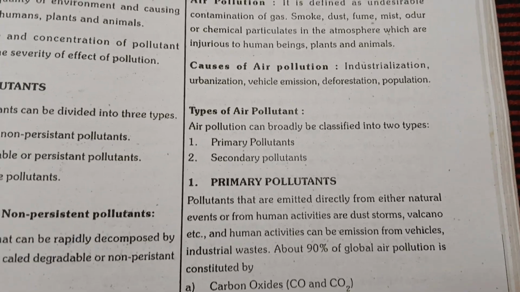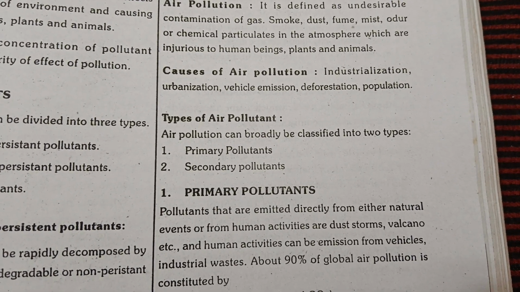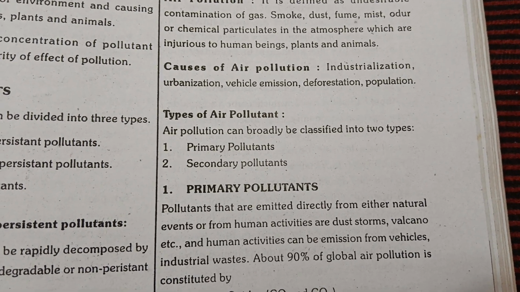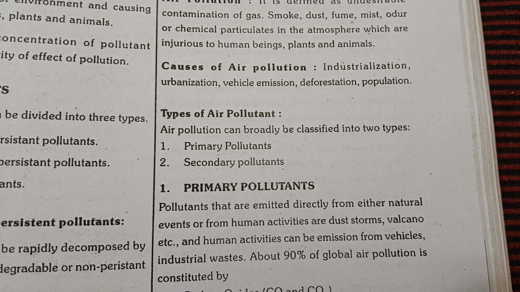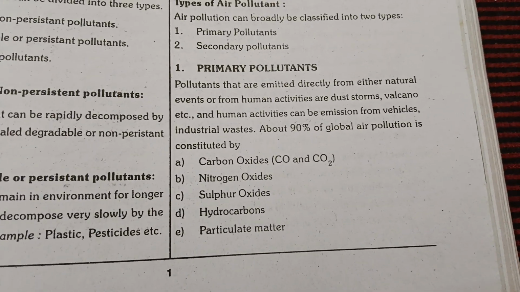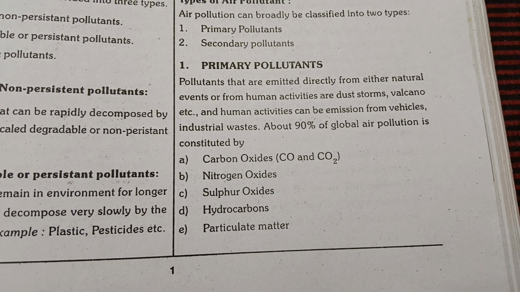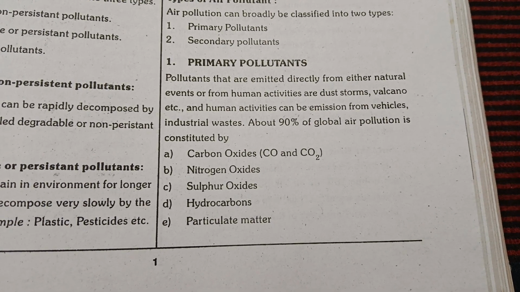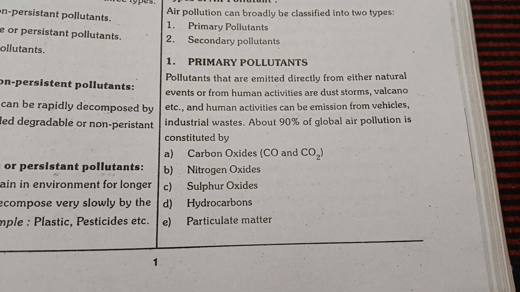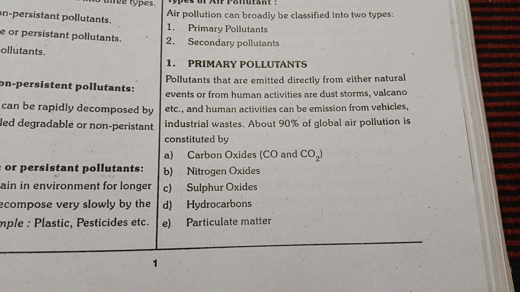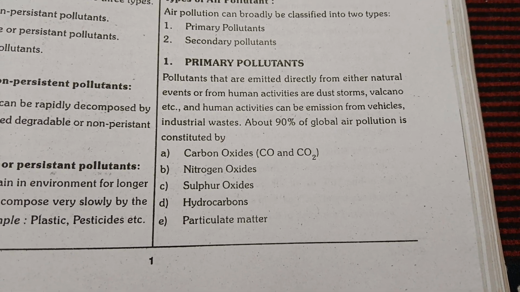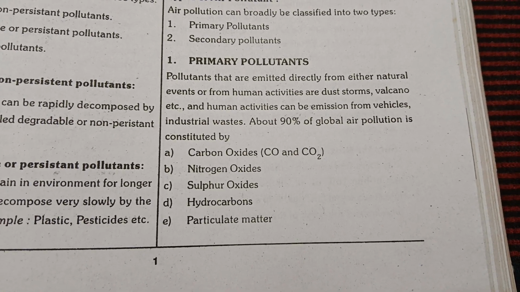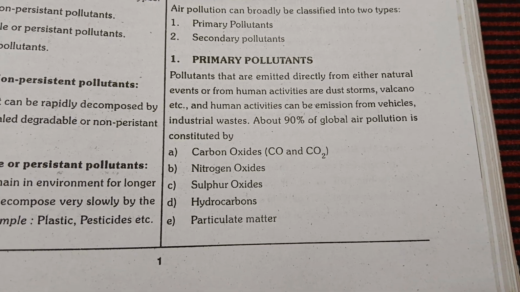Types of air pollutants. Air pollution can broadly be classified into two types: primary pollutants and secondary pollutants. First one, primary pollutants. Pollutants that are emitted directly from either natural events or from human activities. Natural events include dust storms, volcanoes, etc. And human activities include emission from vehicles, industrial wastes.